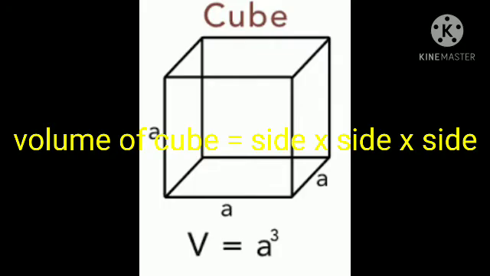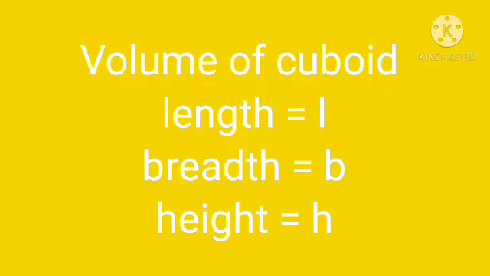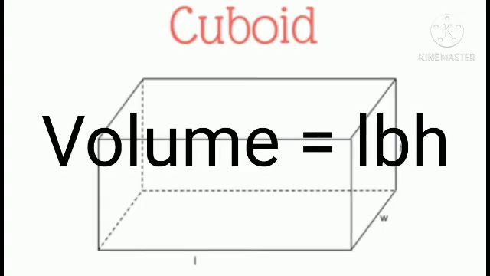Okay. What is the volume of a cuboid? If the length is L, breadth is B, height is H, the volume of a cuboid is length into breadth into height. So the volume of a cuboid is LBH. Understood? Volume of cube, side into side into side, and volume of cuboid, length into breadth into height.